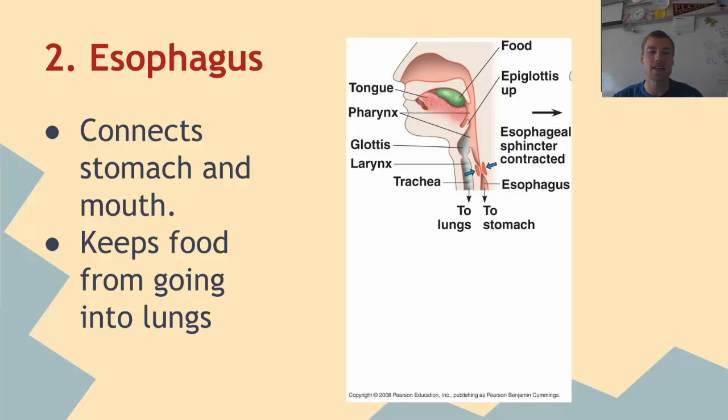This is what connects the stomach and the mouth, and it keeps the food from going into the lungs. The way it does that is we have this little thing called the epiglottis.